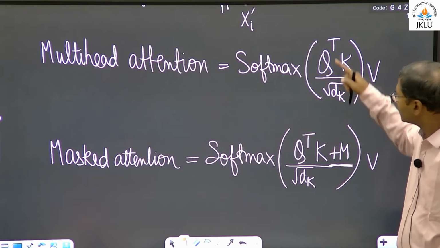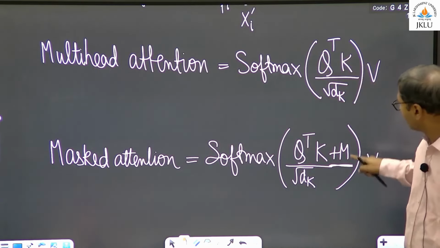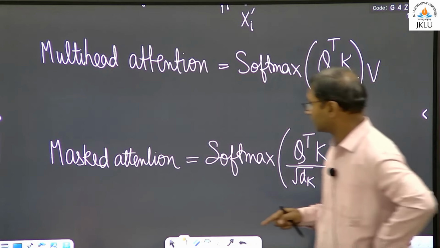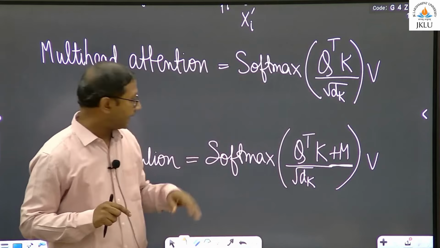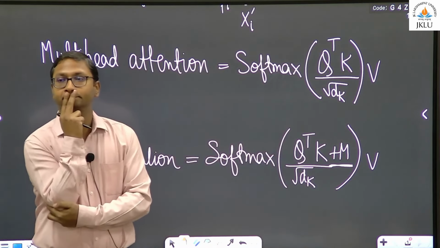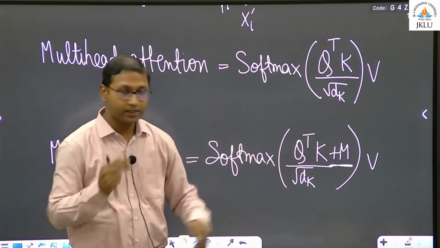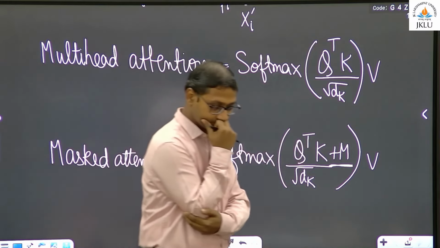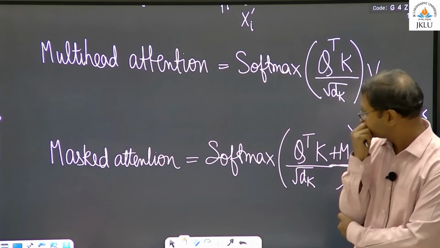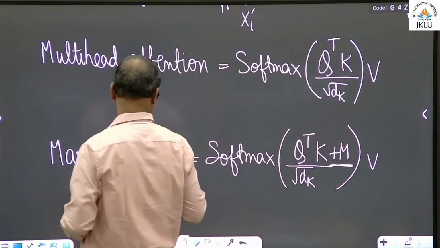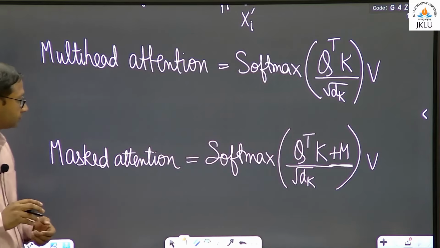Right. So these two equations are basically the same, you have just one difference here, plus m. Now what should this m be? A matrix or a number? Matrix. If matrix, what are the dimensions?